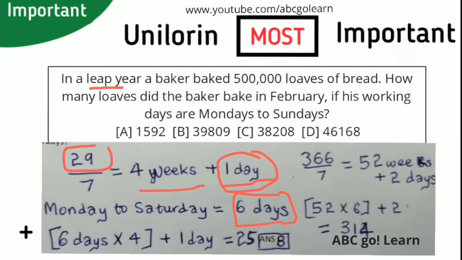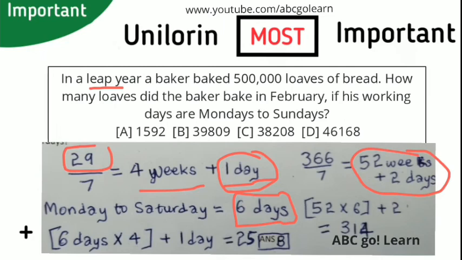So the next thing we would look at is how many days did he work in a year? After I checked this, I could see that he worked 52 weeks plus 2 days, because a leap year has 366 days. So divide this by 7, you would get the number of weeks he worked and the days.